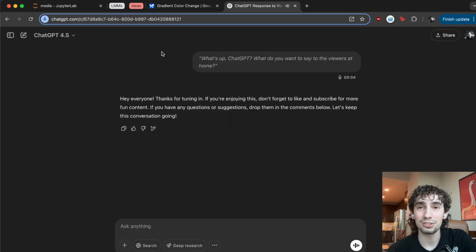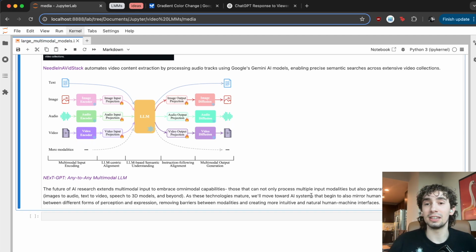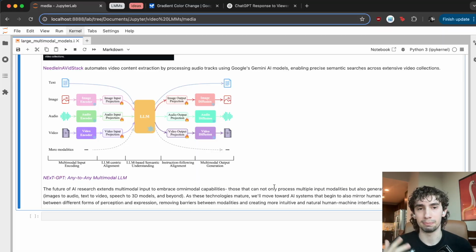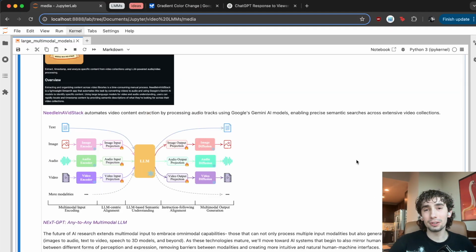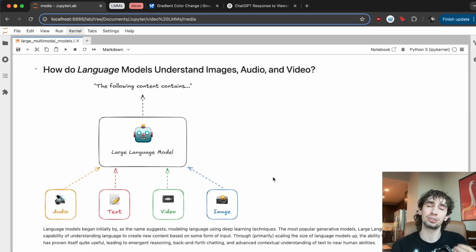That's a pretty basic ChatGPT if I've ever heard one. But with those amusing examples out of the way, what we can really see is that by embracing not only the input modality but also generating across various output channels, we can move towards AI systems that begin to even more closely mirror human cognitive flexibility, translating between different forms of perception and expression, removing the barriers between these modalities and creating a more intuitive and natural human-machine interface. So all in all, hope you learned something interesting today about the different modality understanding and processing and connecting these through to large language models.